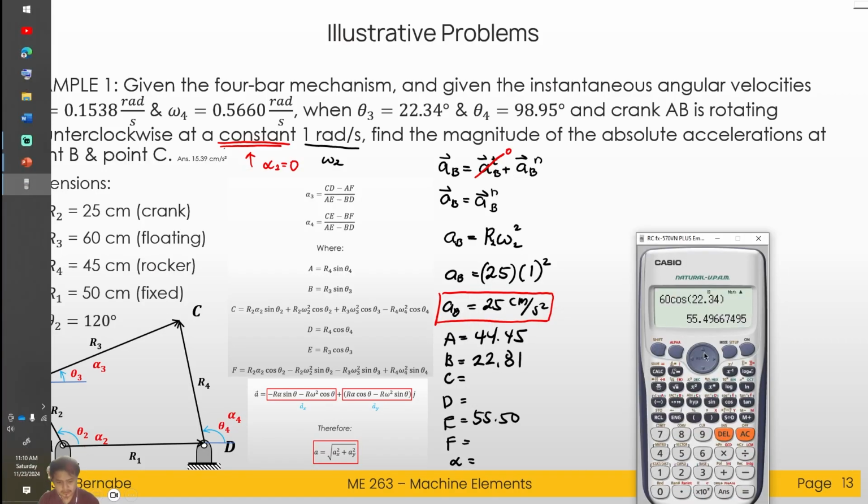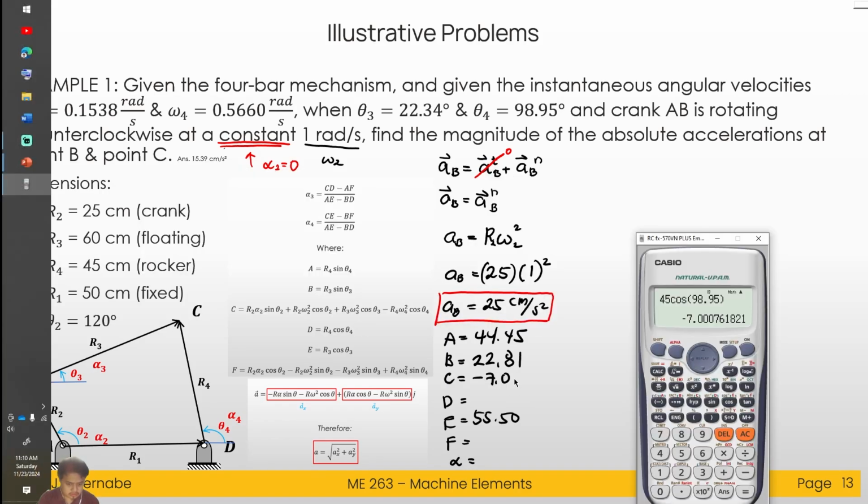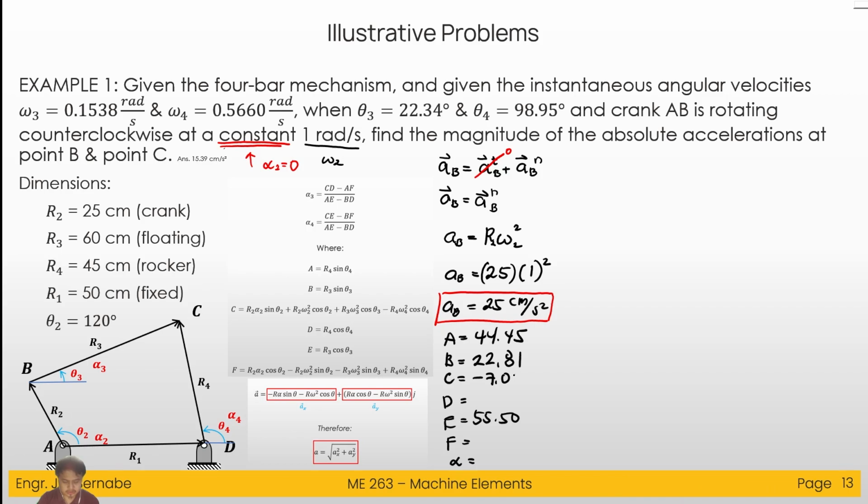And then for D, we can use this equation again. Just change this into cosine. So you have negative 7.001. And for letter C, you have R2 alpha 2 sine theta 2.